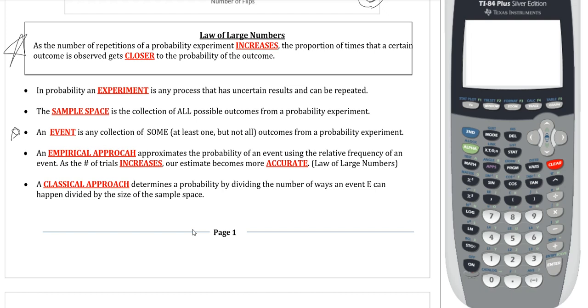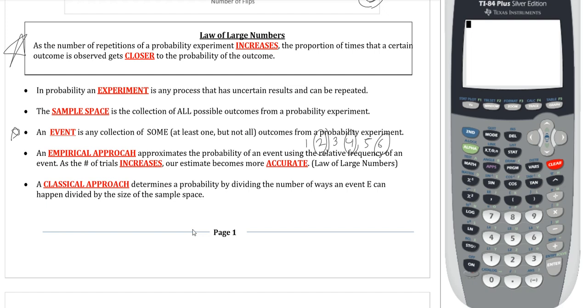So for example, when I roll a die, outcomes could be 1, 2, 3, 4, 5, and 6. However, I could consider an event something like rolling an even number. So when I roll a die, I could get 1, 2, 3, 4, 5, or 6. But when I consider an event, I could consider rolling an even number, which would contain all 3 of these outcomes. So there's one event that contains multiple different outcomes.